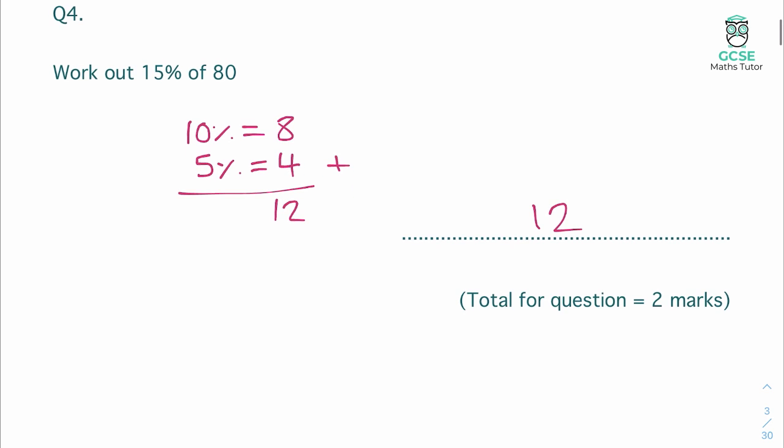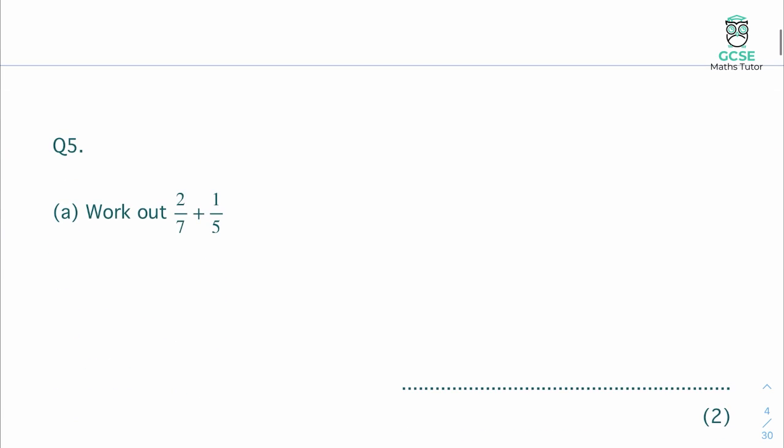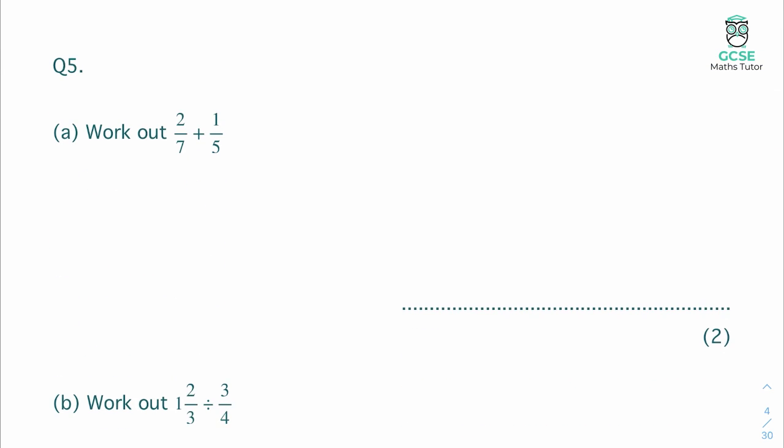And of course, if you needed a higher percentage, like 35% or something like that, you could times the 10% by 3 and then add your 5%. There we go, we only needed 15% there. So our next question here, we have adding fractions.